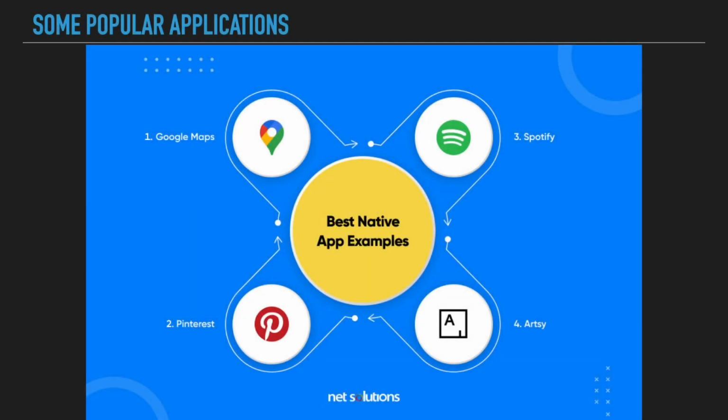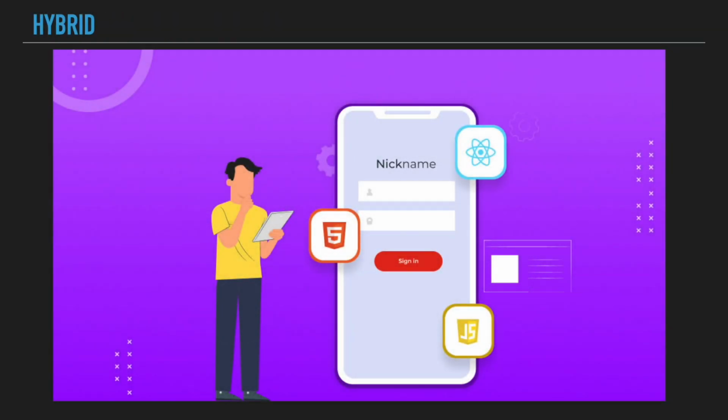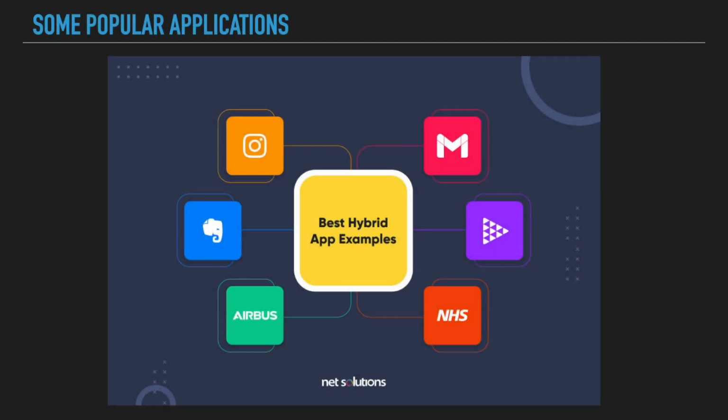These are some of the popular applications built as native applications that we have used or are using. Now the next one is hybrid applications. Hybrid app development is basically a combination of native and web solutions. They use some frameworks and plugins such as Apache Cordova and other platforms to build their hybrid application. Some popular examples are Instagram, Airbus, and Gmail. So they often use a hybrid platform.